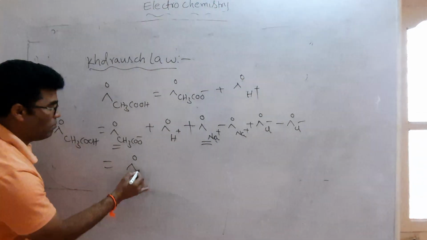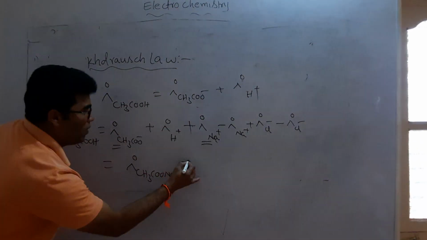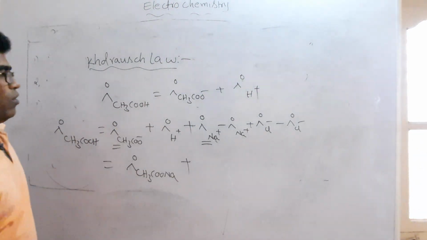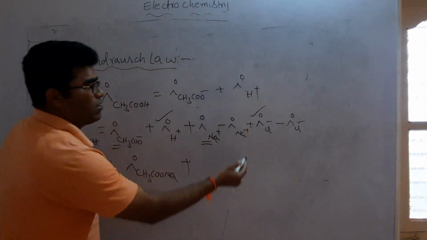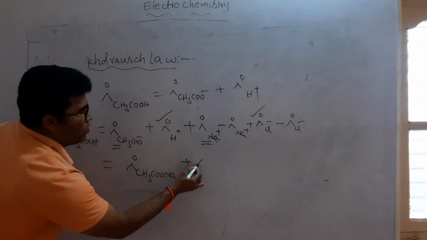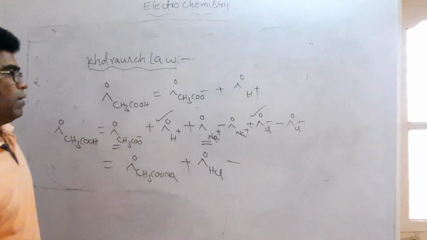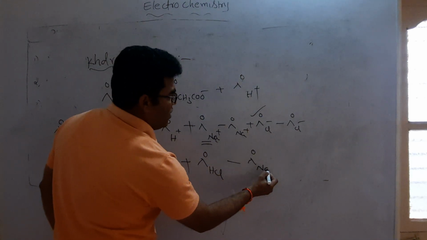Now to this lambda naught CH3COO minus, I am going to add this one. Then what you will get? Lambda naught CH3COONa. So I am going to add this one, finished. Now this one, lambda naught H plus and lambda naught Cl minus. Then what you will get? Lambda naught HCl minus lambda naught NaCl.